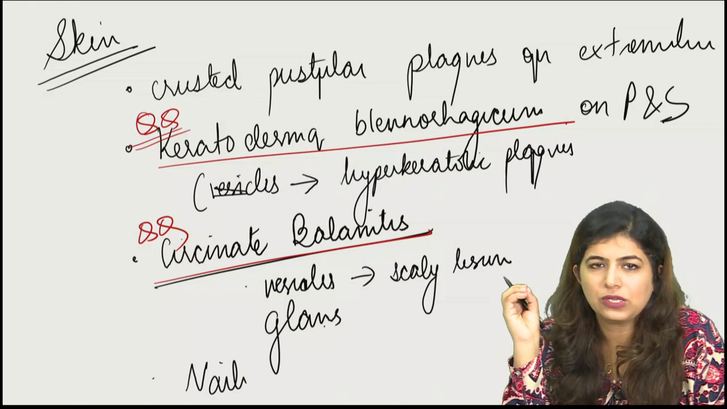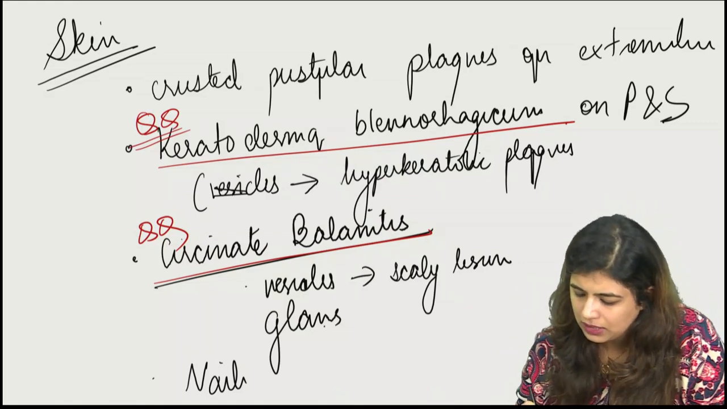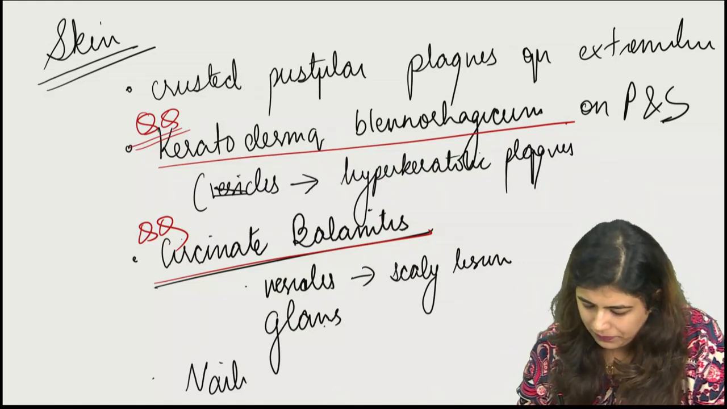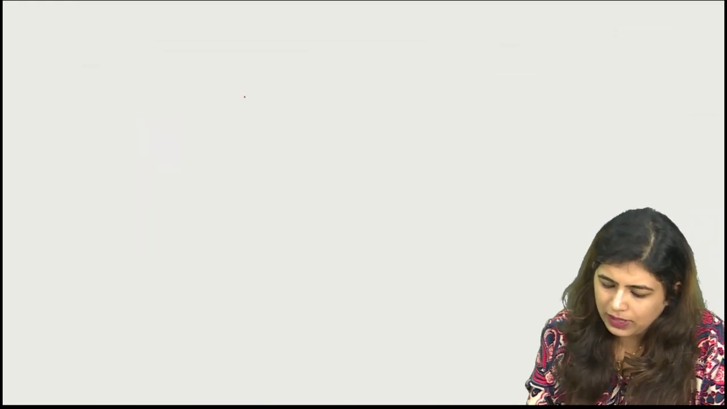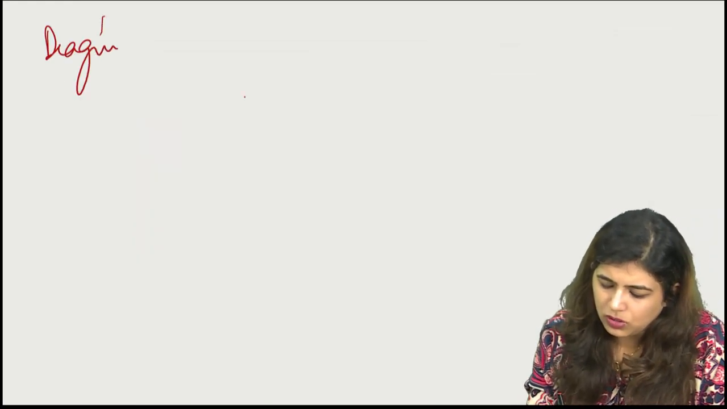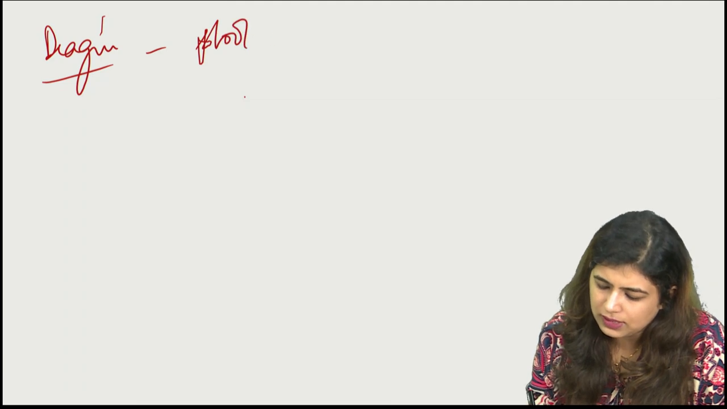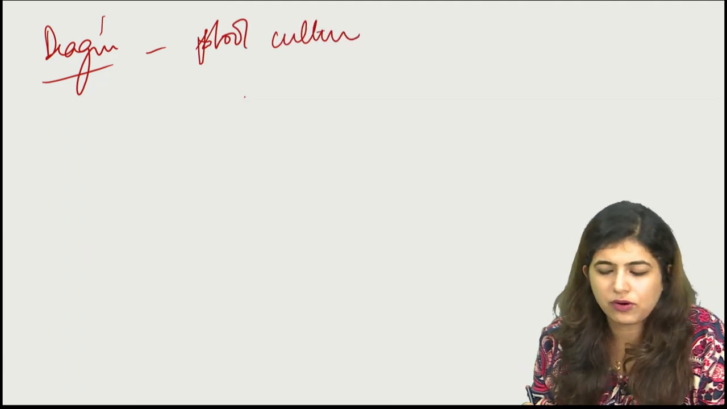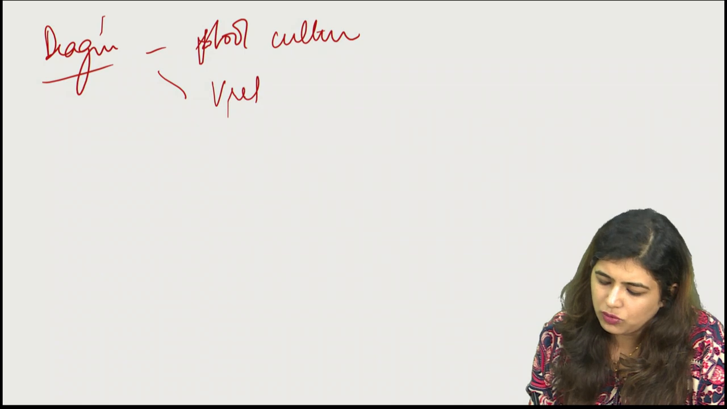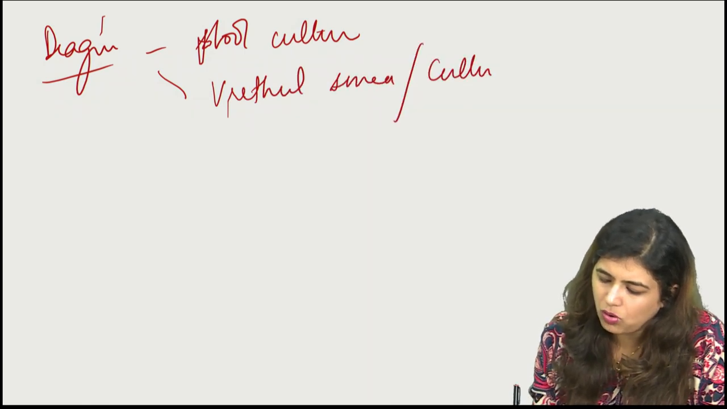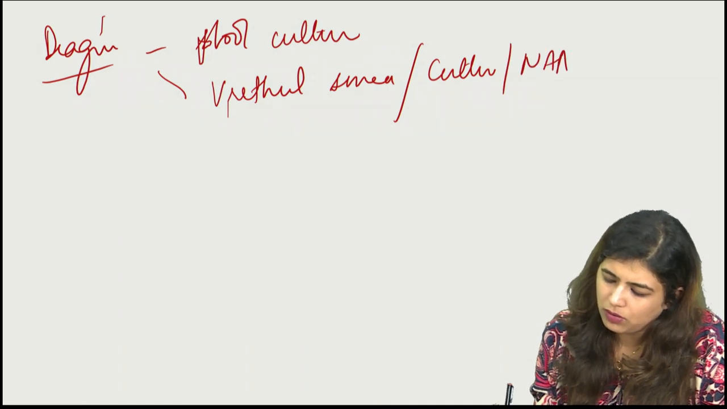This is a seronegative arthritis. Okay. How do you diagnose? You may do stool cultures. If the patient gives you history of diarrhea or dysentery, then you may do urethral smears or culture or NAT, whatever.